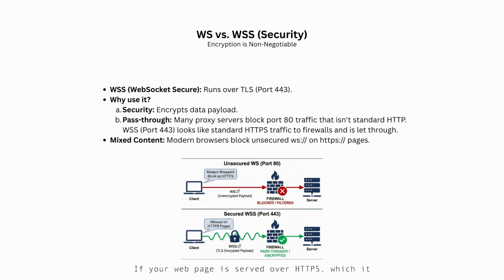And browser enforcement. If your web page is served over HTTPS, which it should be, modern browsers block unencrypted WebSocket WS connections. It's called mixed content blocking. You'll get this error in the console and the connection will fail. The certificate for WSS is the same one you use for HTTPS. If you're already set up with HTTPS via Let's Encrypt or something similar, WSS works automatically on that same domain.